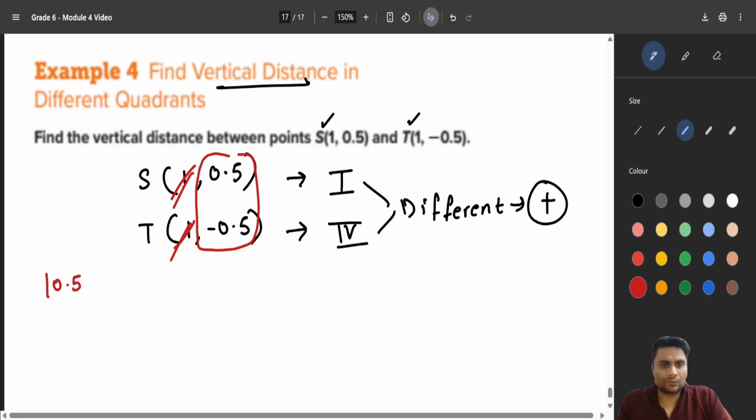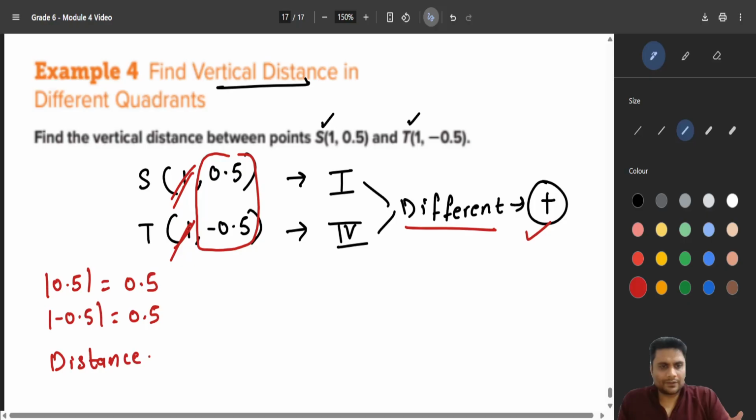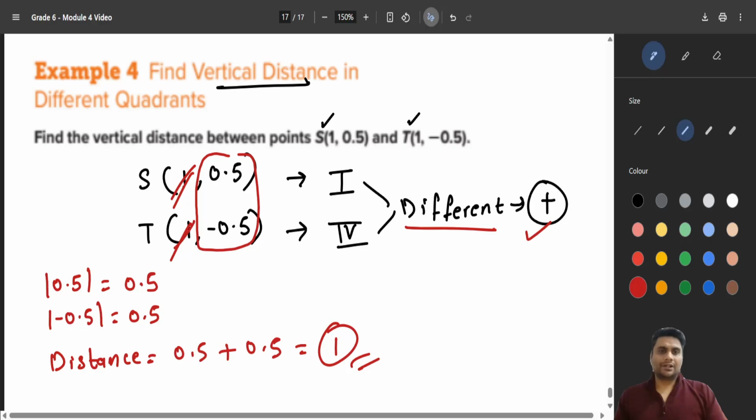So the absolute value of 0.5, same 0.5. Absolute value of -0.5 will become positive 0.5. Now different means add. So the distance will be 0.5 plus 0.5 means 1. So this is the distance between the 2 points.